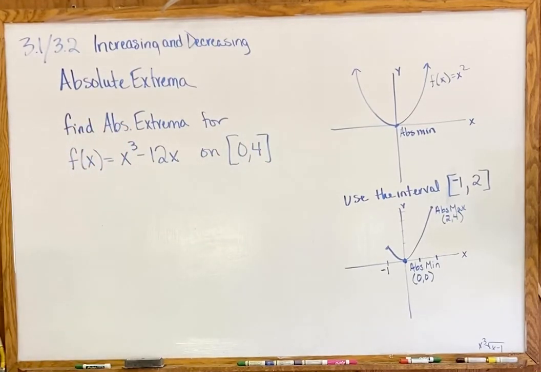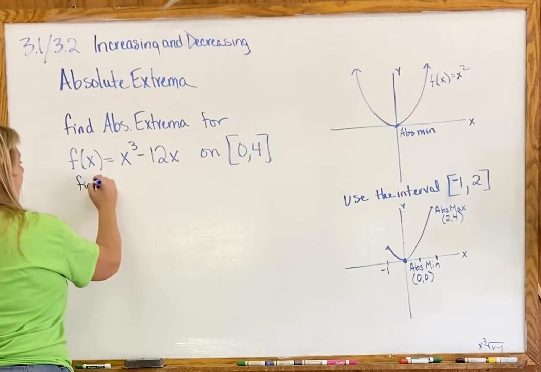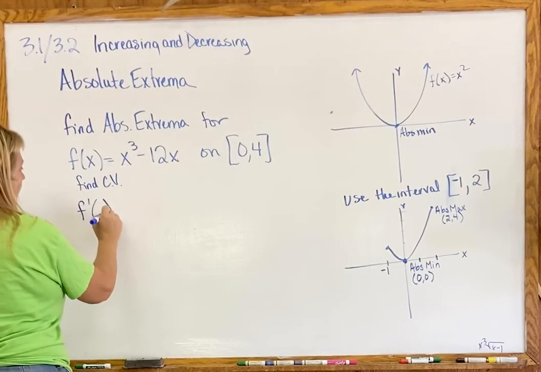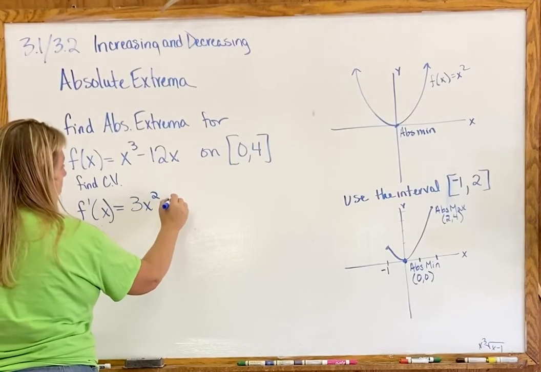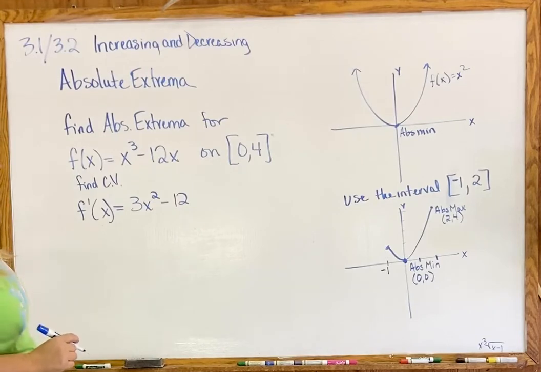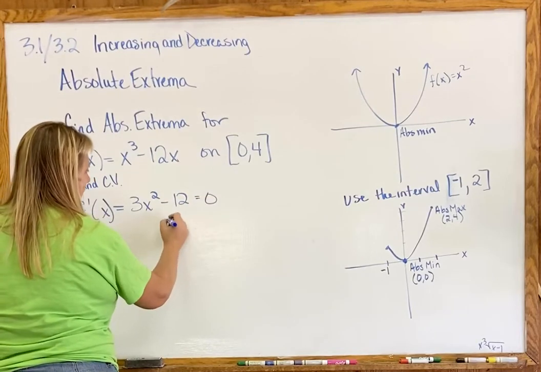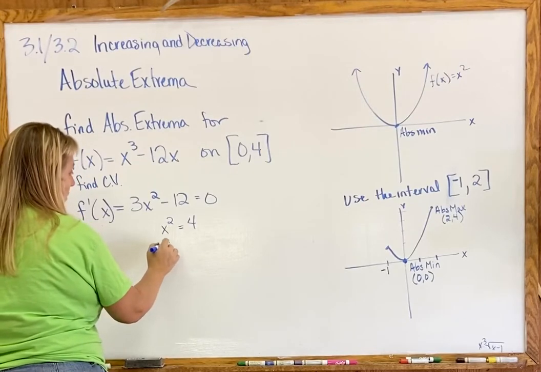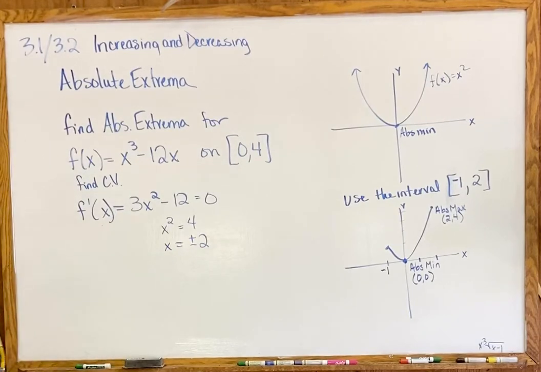Okay, so this is actually easier than what we were doing before. So we need to find critical values, as always, which means that we need to take the derivative. Okay, so we'll go f prime of x here is 3x squared minus 12. Everybody agree? Okay. And then we will set that equal to 0. So we end up with x squared equals 4. And x is going to equal, don't forget the plus or minus 2 when we take the square root. Look good to everybody? Okay.